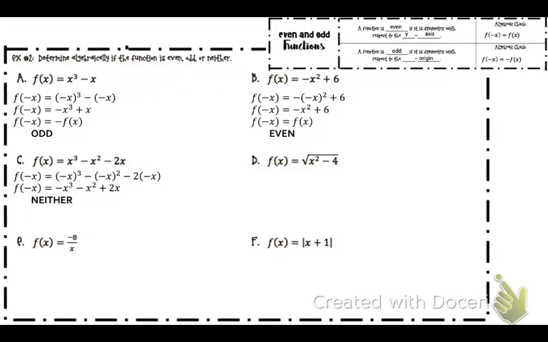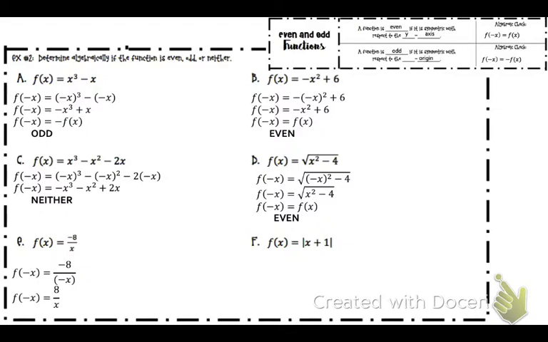Okay, let's look at D. So I'm going to plug in negative x again, simplify that down, and I'm left with x squared minus 4, which is the same thing that we started with, so that is even. Okay, let's look at E. So we have negative 8 over negative x. A negative divided by a negative is a positive, so we get 8 over x, which is the opposite of what we started with, so that is an odd function.